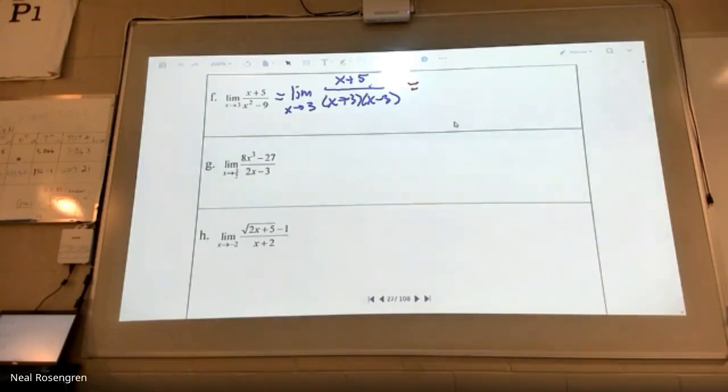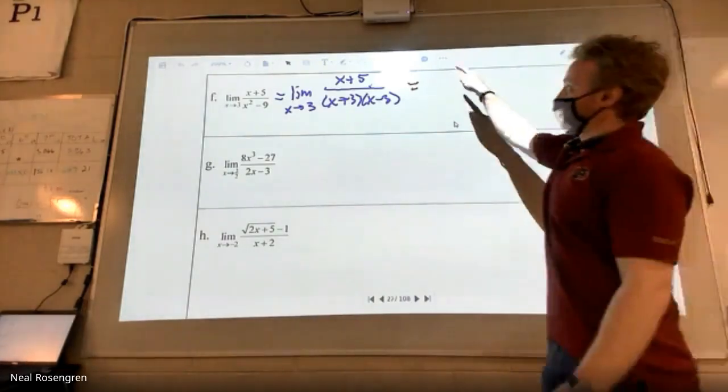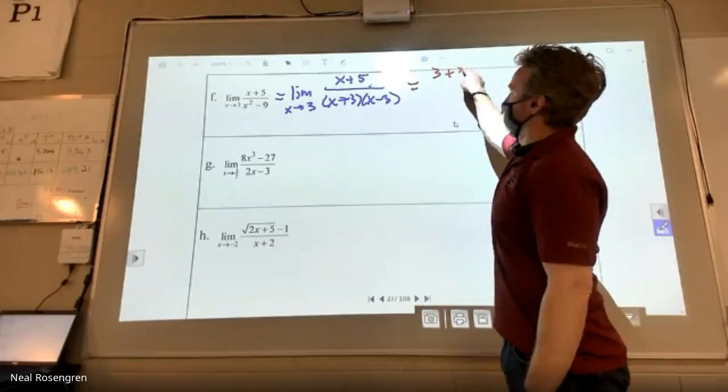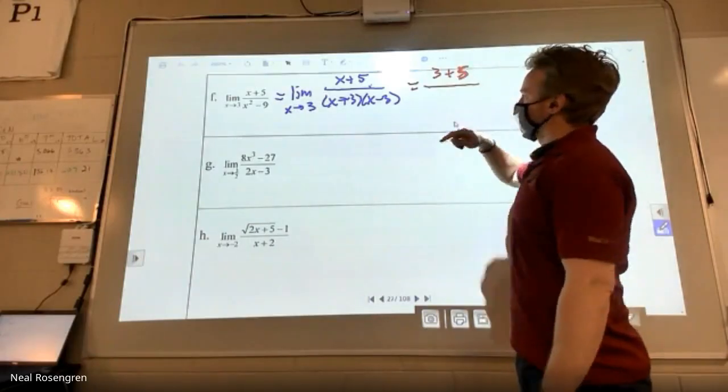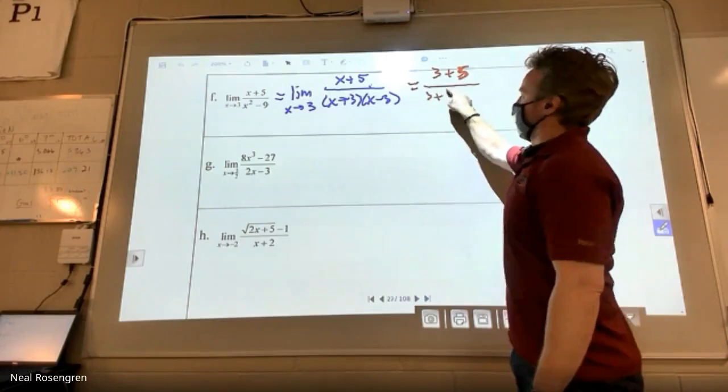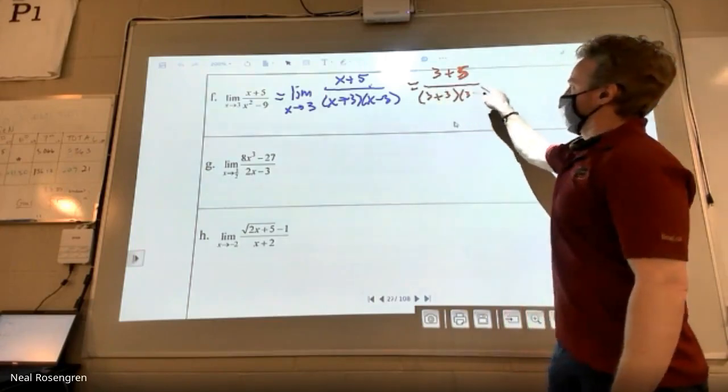Is there anything in F that we can simplify? Can we divide away the problem of plugging in 3? It's not a removable problem, which means it's a non-removable discontinuity. Because look what happens when we plug in 3. Sorry, 3 plus 5. All right, 3 plus 3. 3 minus 3.